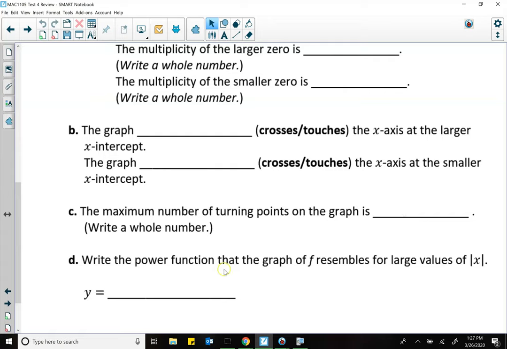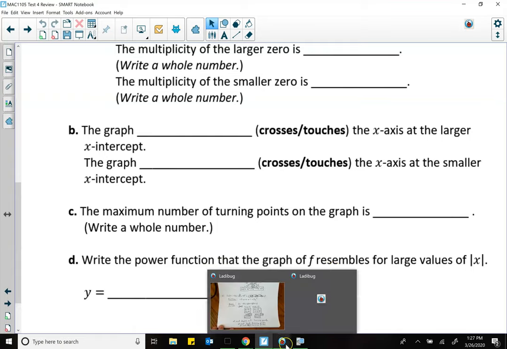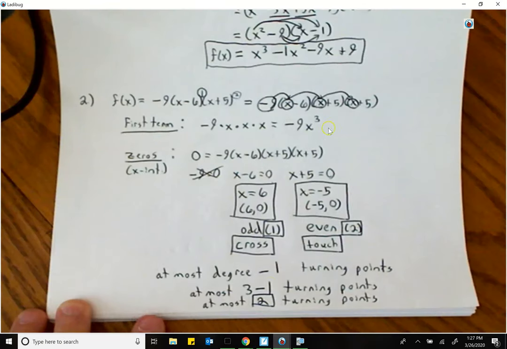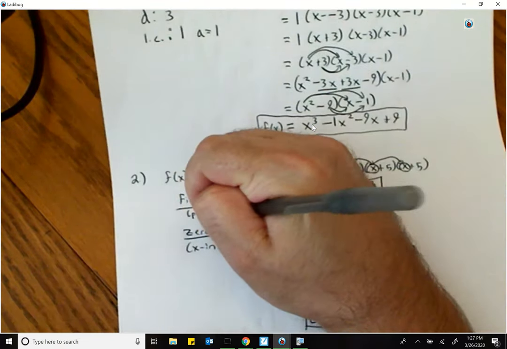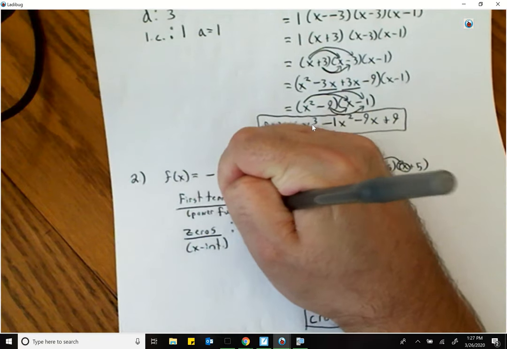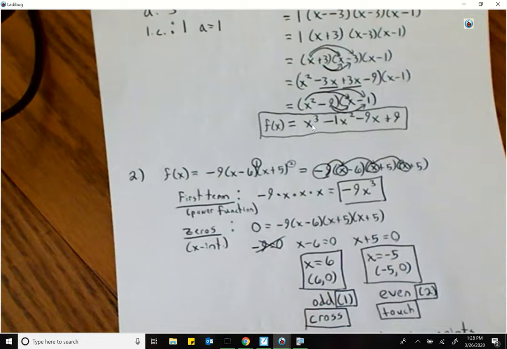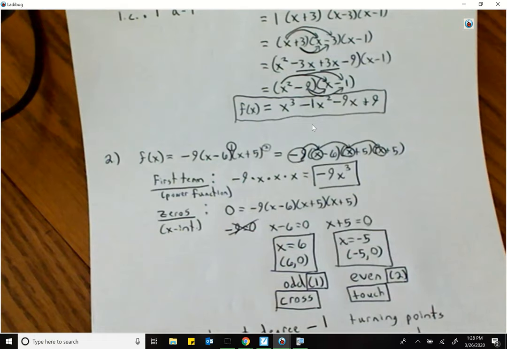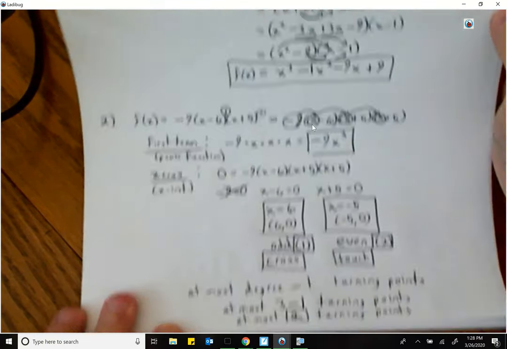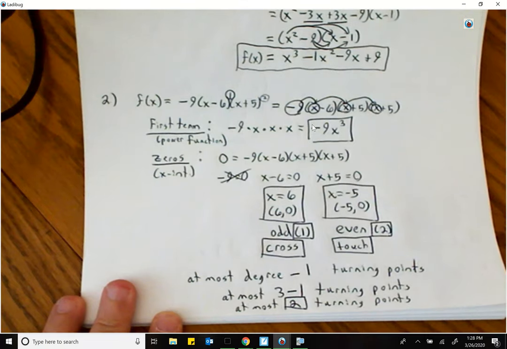And the last one, it says, write the power function that resembles what the graph is going to do. This is the end behavior question. And the power function, super easy. It's the first term. So that's why we had to find that first term, because this is actually the answer to the last question. This first term right there is also the power function, which tells us how our graph is going to behave. Okay? And that right there is the answers for two. Got to know that vocabulary in here.